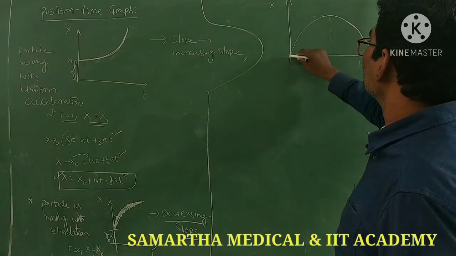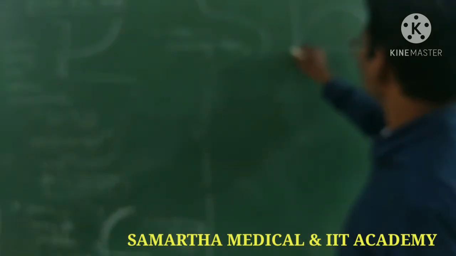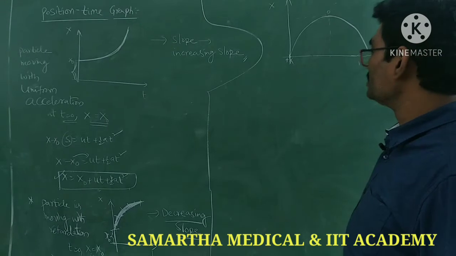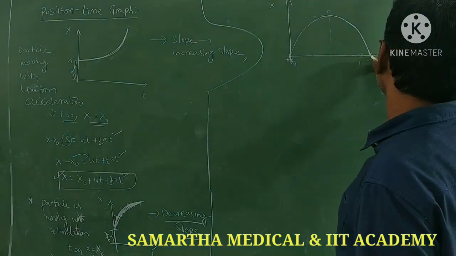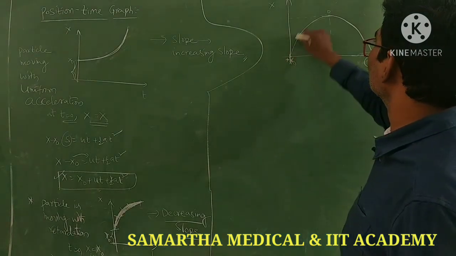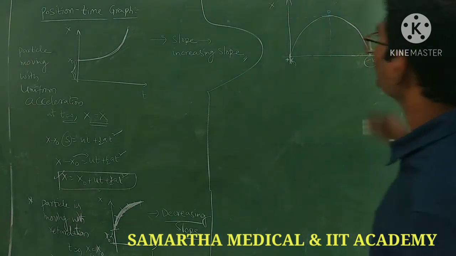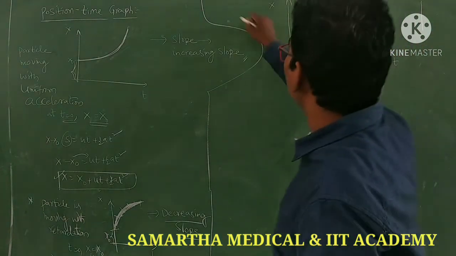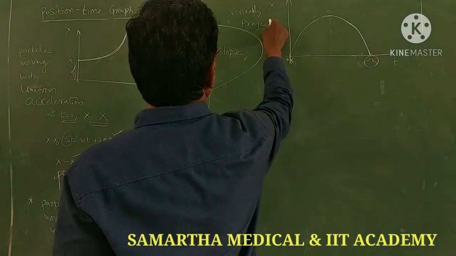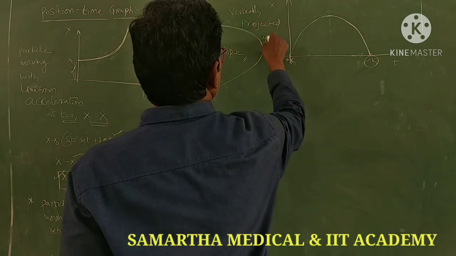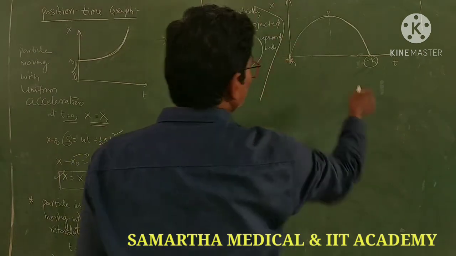Now see here, this is the decreasing slope. Starting from plus k till it reaches 0, that means the slope is decreasing from plus k to 0, and then from 0 to minus k. So the slope of this vertically projected body is decreasing from plus k to 0 and then 0 to minus k. So this is the graph for a vertically projected upward body, the position time graph, right?